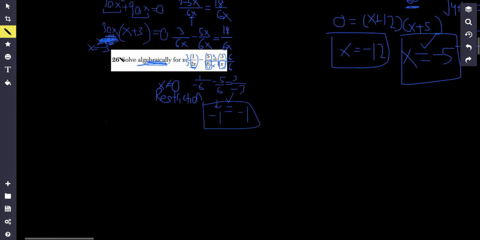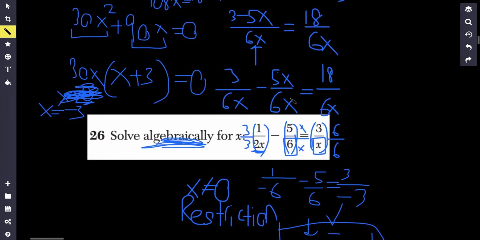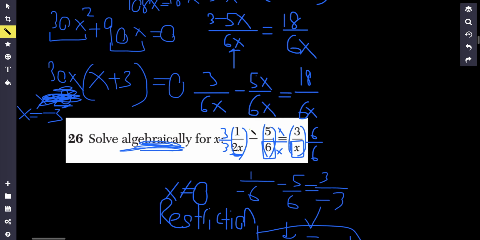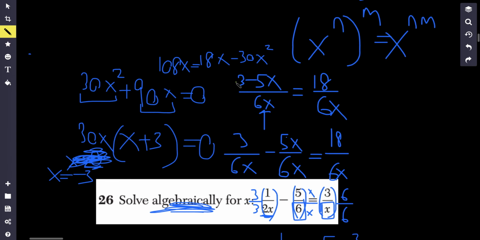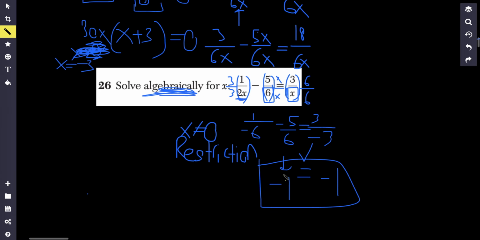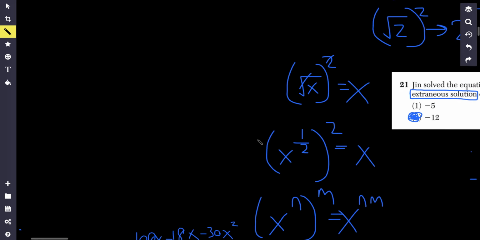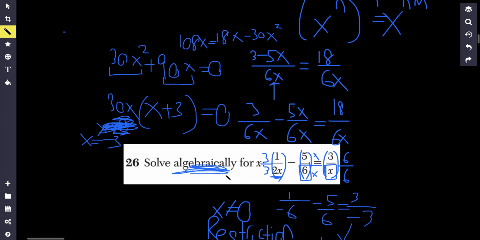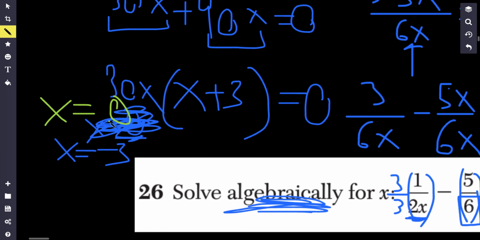However, in this problem right over here, I don't actually think you can do this strategy. Whenever you have only a single x term in the denominator, I don't think you can do that strategy because you're going to be missing out on a solution. I'm pretty sure that that's how it goes. Feel free in the comments to tell me if I'm wrong. But when I solved this problem, what did I get? I got that x is either equal to 0 or x is equal to negative 3.